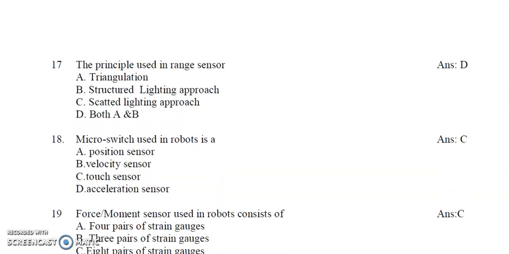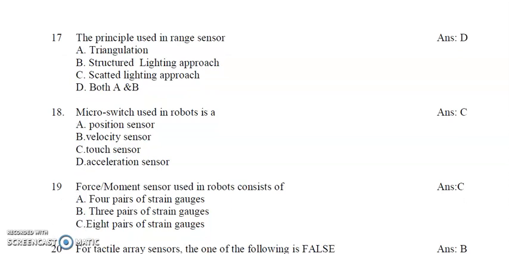So now the questions are on range sensors, the second one. The principle used in range sensor: A. Triangulation, B. Structured lighting approach, C. Scattered lighting approach, D. Both A and B. So triangulation and structured lighting approach. The answer is D. Triangulation principle is used in range sensors. Structured lighting approach is also used in range sensors. So answer D is the right answer.